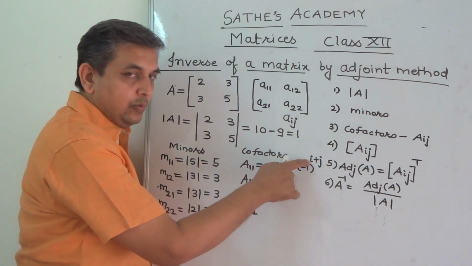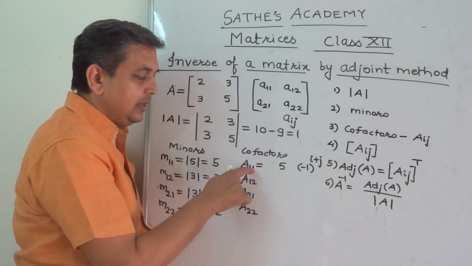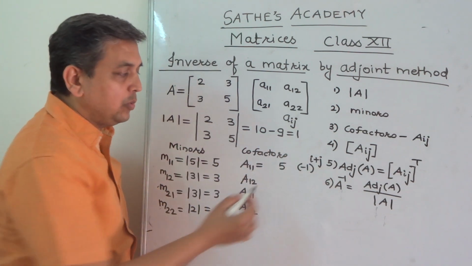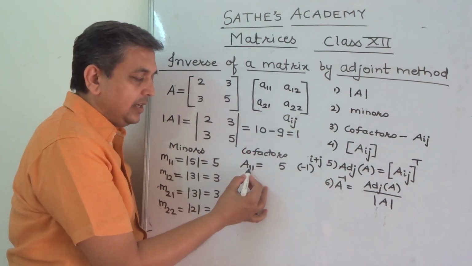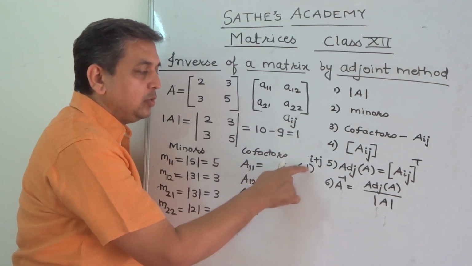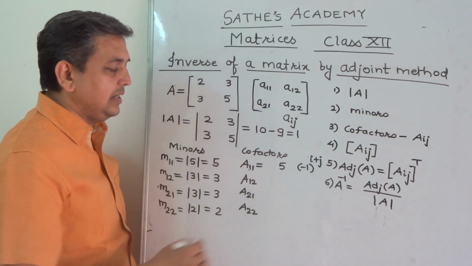i is the number of the row, j is the number of the column. Here we have i equal to 1, j equal to 1. 1 plus 1 will be equal to 2. i plus j, that is 1 plus 1, is equal to 2, and (-1) to the power 2 will be equal to plus 1. So this sign remains as it is.